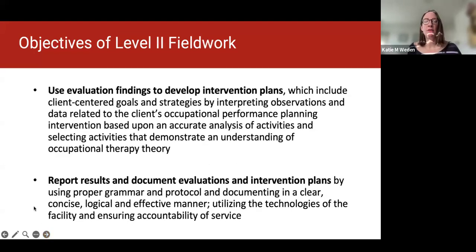Okay, the next section they'll be looking at is your ability to use evaluation findings to develop intervention plans. Of course, you want to have those client-centered goals, and you want to be interpreting observations and data that you've gathered from the client to build out that intervention plan. So that's another area that you'll be working on at your level two fieldwork, and then essentially assessed on during midterm and then at final.